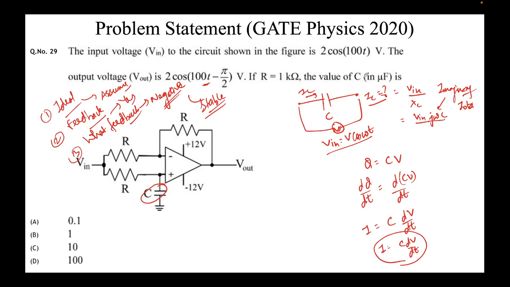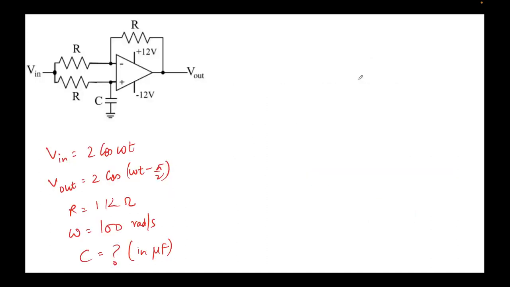We need to find the value of C. Very good. This is the circuit, and these are the values that are given. Input is 2 cos omega t, where omega is equal to 100 radians per second. V out is 2 cos(omega t minus pi by 2). Note a phase shift of pi by 2, which usually comes when there is a capacitor involved. R, this resistor, is 1K, omega is 100 radians per second, and we need to find the value of the capacitor.